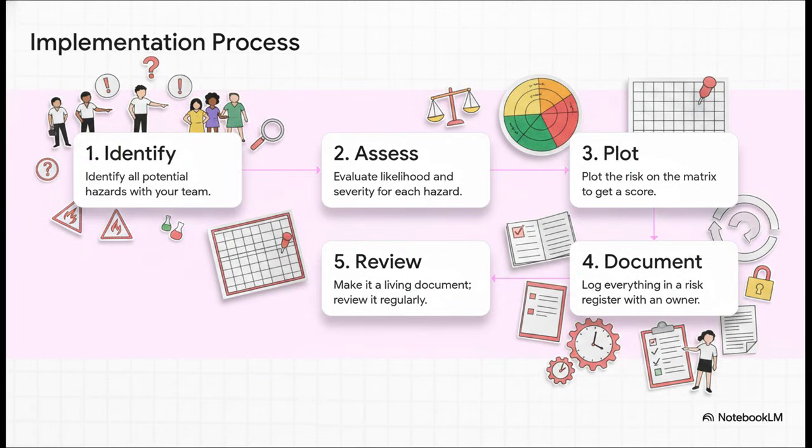4, and this is so important, document everything in a risk register. This is your master list for tracking every risk, who's responsible for it, and what's being done about it. And finally, number 5, review it all the time. This is not a one-and-done task. It's a living, breathing document that should drive your entire safety culture.